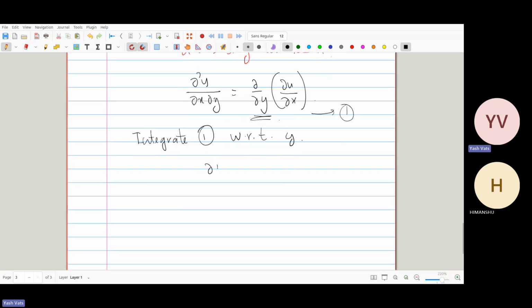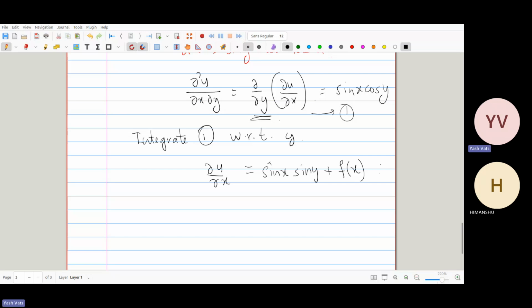So that is del u over del x, which is the same as here. If you see, this is sine x cos y. So what is the integration with respect to y of cos y, which is sine y? Yes. And there is some constant which is a function of x. So now it's del u over del x.